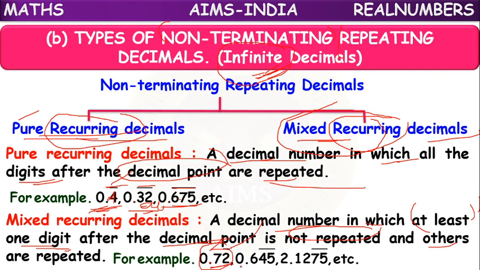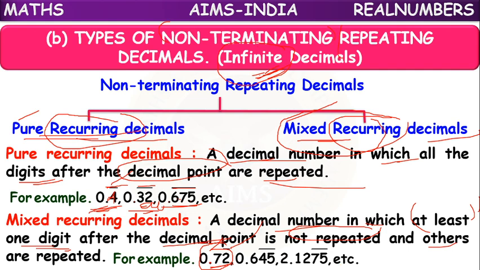Like 0.645 bar. While reading, we have to read 0.645 bar. For the non-repeating part, we have to keep a pause there. Then for the repeating part, we have to read it with bar. 2.12, you have to give a pause there, 75 bar. 2.12, 75 bar. You should not read 2.1275 bar. 2.1275 bar sounds in a different manner. So that's why we have to read it like that.